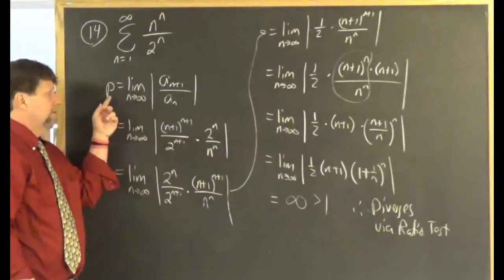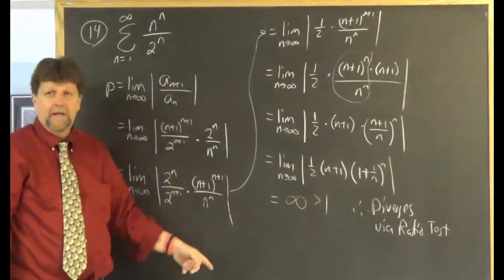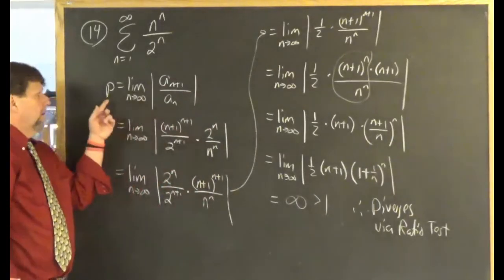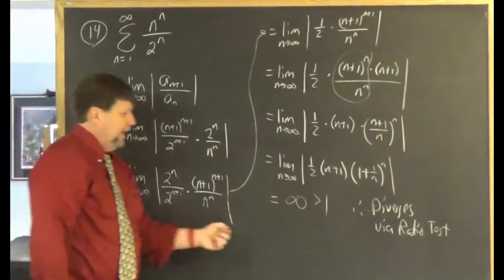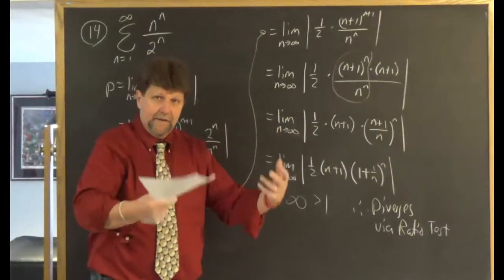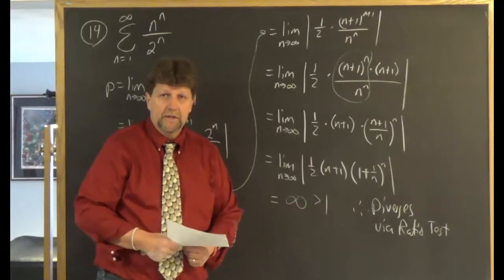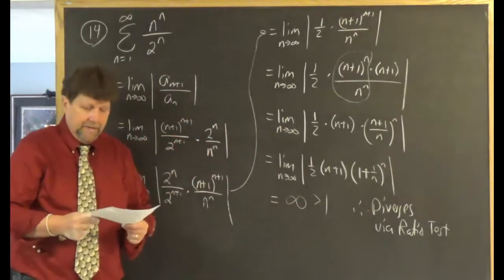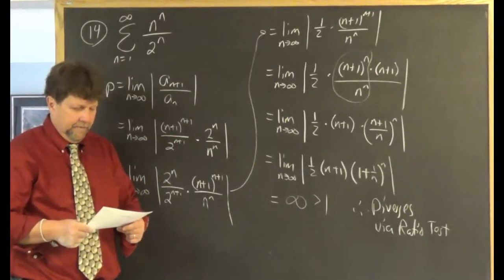I encourage you to do that and get into that habit and following down the string of equals, because what I've really done here at the very end, it's P is equal to infinity, and the ratio test says that if P is greater than 1, the series diverges. So I encourage you all to get into that habit. I know what's coming up, so get into the habit now.